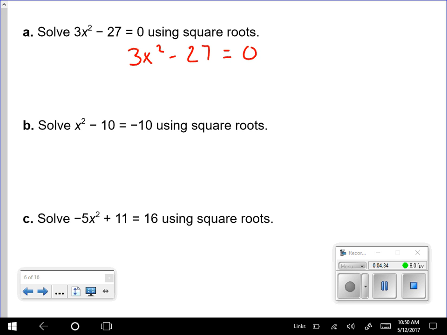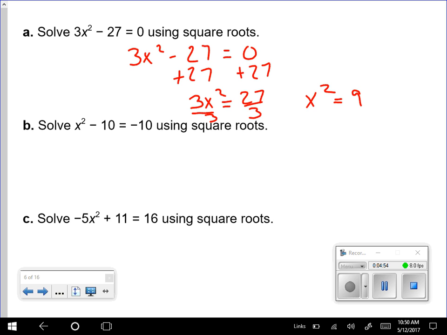That's what we want to do, because then we're able to work with our radicals to get x alone. So if I want to get x squared alone, my first step would be to add 27 to both sides. So I have 3x squared equals 27. If I'm still working to get x squared alone, I'm going to divide by 3. So what I end up with is x squared equals 9.